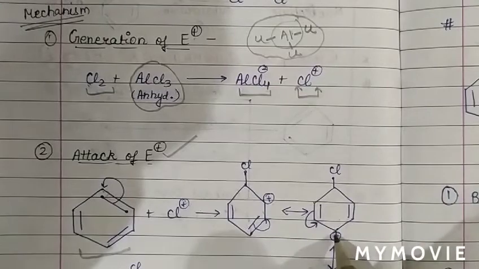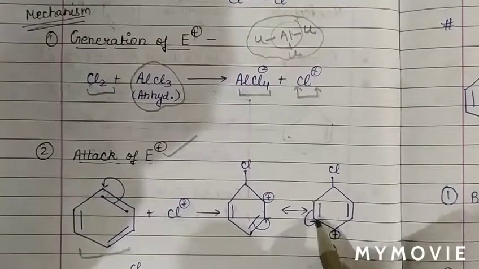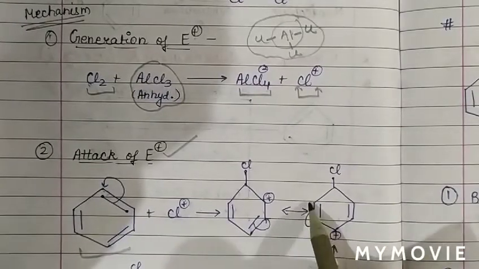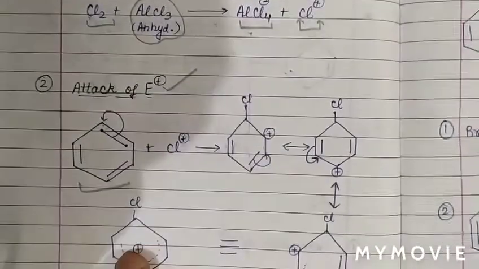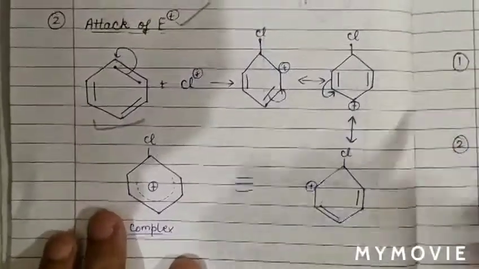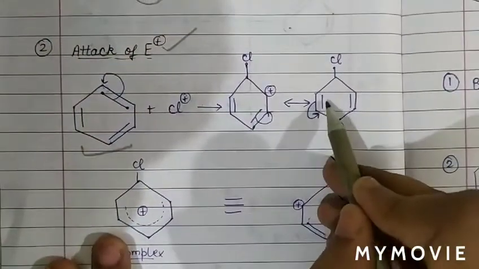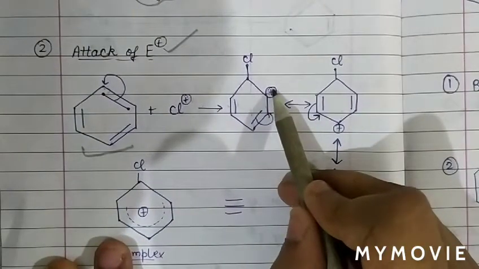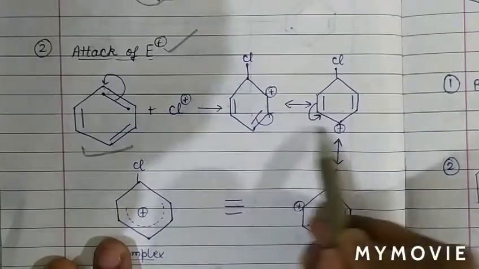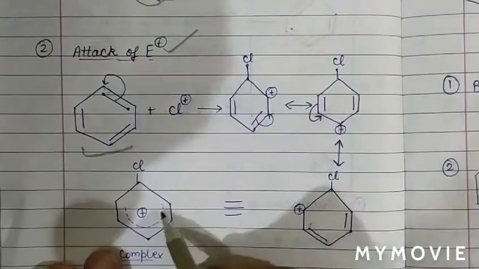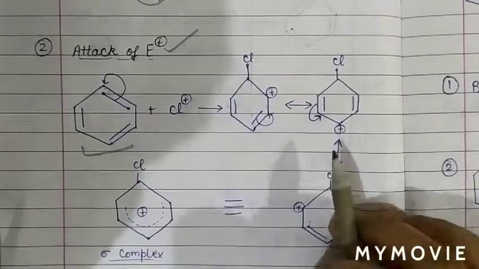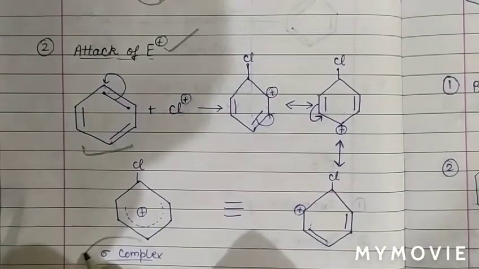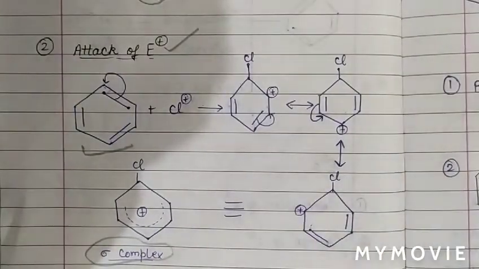Again there is resonance because of the conjugated system: positive, single, double. Now this pi bond will shift between these two carbon atoms, and on this carbon atom there is positive charge. So the next resonating structure is this one. After the pi bond shifts between them, there is positive charge. So the positive charge is delocalized at this position and at this position. This complex, shown by resonance with delocalization of positive charge, we call the sigma complex.